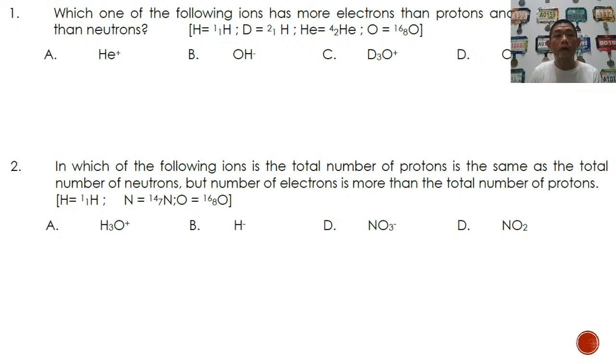So let's have a look at the questions that I've already prepared for you. Let's get on with question number one. Question number one sounds like this: which one of the following ions has more electrons than protons and more protons than neutrons?